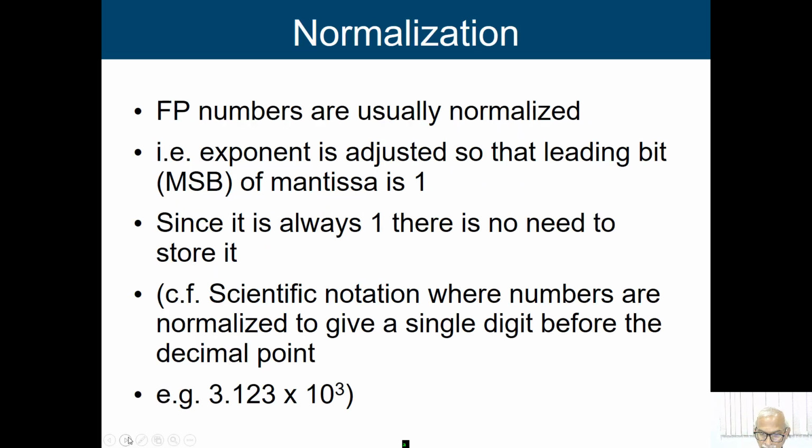So this is FPR, usually normalized. The exponent is adjusted so that the leading bit, the MSB of the mantissa, is 1. It is adjusted in such a way that the leading bit is 1, so basically 1 point something. Since it is always 1, there is no need to store it. So it will always come like 1.1100 something like that. This 1 need not be stored anywhere, and this 0 also we are not storing. This is the way we use normalization, and we store the number.